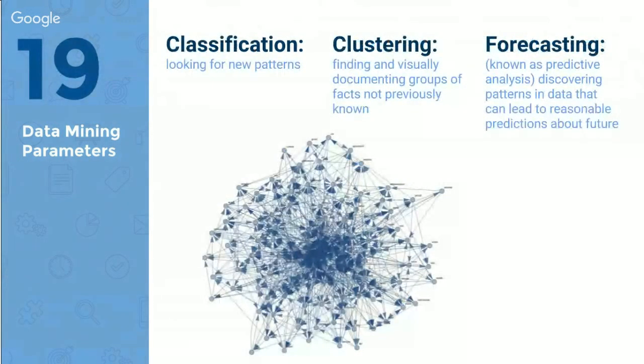Classification is looking for new or old patterns in hopes to organize the data better. Clustering is finding and visually documenting groups of data not previously known. And forecasting is discovering patterns in data that can lead to reasonable predictions about the future.